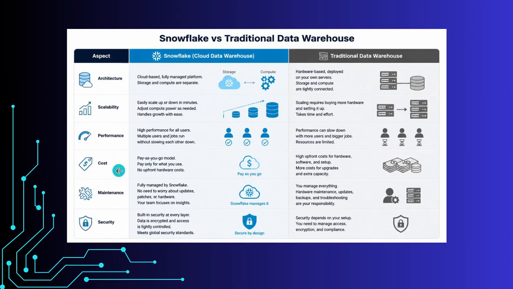The fourth topic is cost. Snowflake follows a pay-as-you-go model. You pay only for what you use with no upfront hardware cost. A traditional data warehouse, on the other hand, involves high upfront cost for hardware, software, and setup, plus more cost for upgrades and extra capacity. Fifth is maintenance.